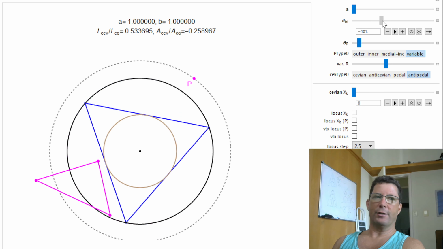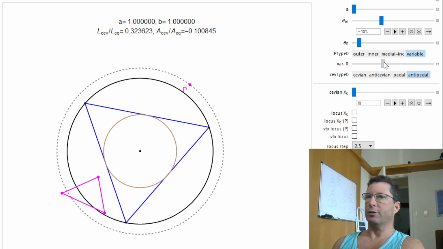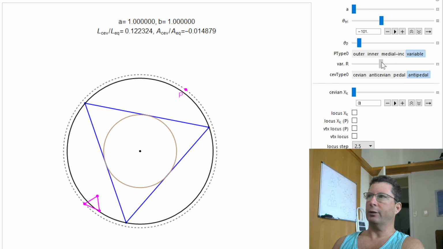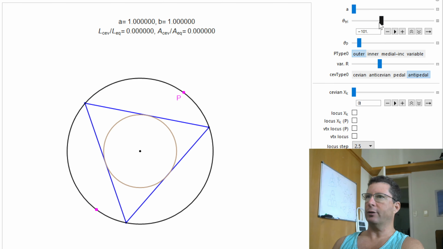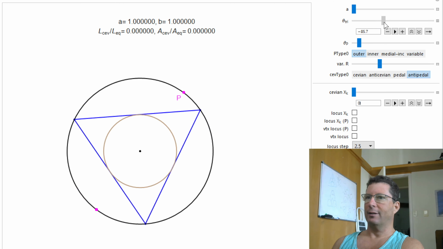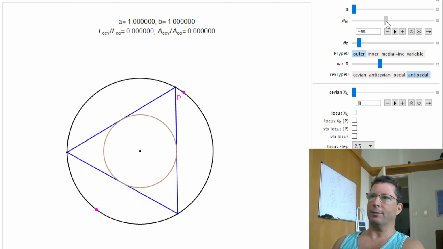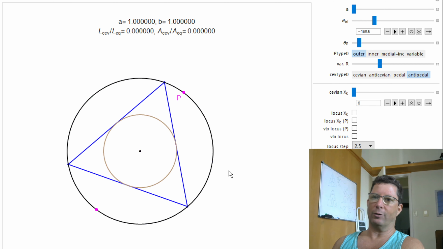Now it turns out that if P is on the circumcircle, my antipedal is going to shrink to a point, which is an antipode to P, right? So you can see here that my antipedal triangles now have zero area and they're all located over here. If I move P around, I get a different degenerate point triangle with zero area.